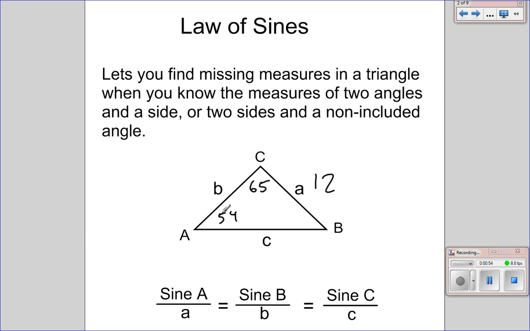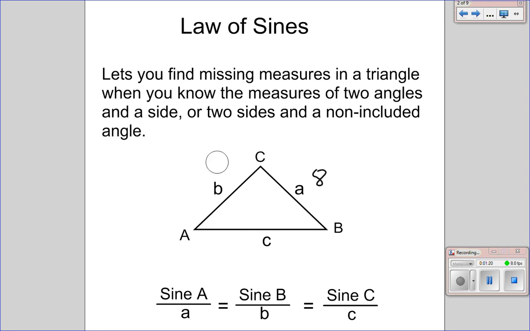You can use the law of sines when you have two angles and a side, or when you have two sides, let's say this is 6 and 8, and a non-included angle. In other words, not the angle here. So either this angle, let's say this is 42, or the other angle, 38.